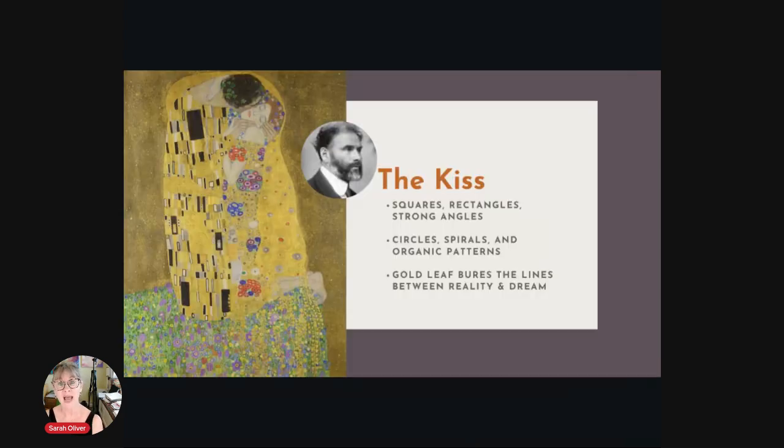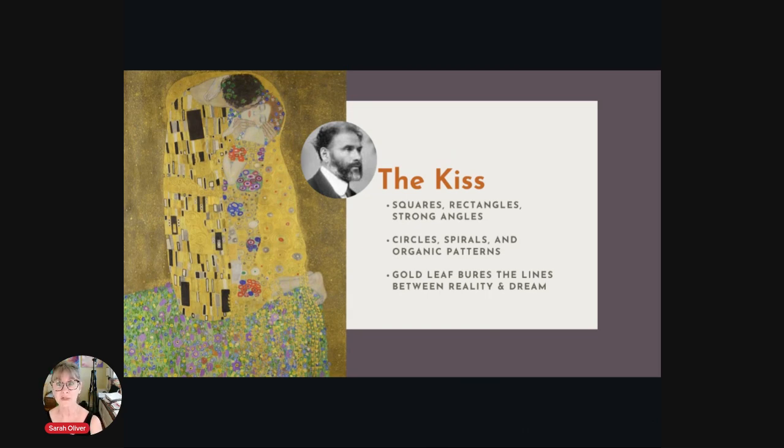So with that, let's take a closer look at one of Klimt's most famous paintings, The Kiss. At first glance, it looks decorative. I think the gold is very attractive and appealing, so it draws us in. It's a couple wrapped in gold, surrounded by swirling shapes. But let's take a closer look at the patterns that tell the deeper story, and how we can use patterns and motifs for that.